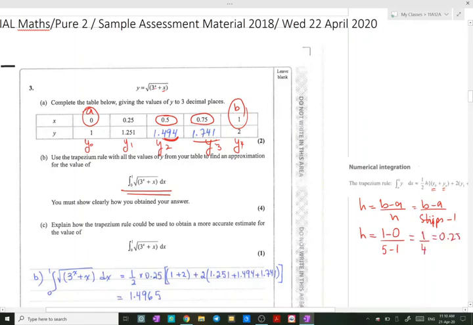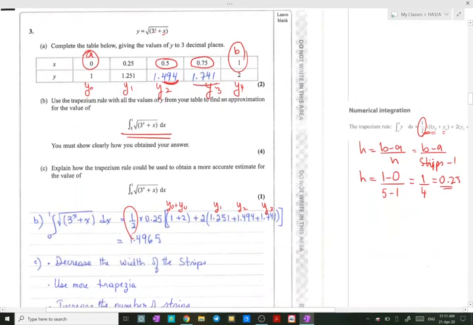0.25. So the first part of the formula, half, is found there, and h is 0.25. Then you have y0 plus yn, which is y4, plus 2 times y1, y2, and y3. Calculating all that, plugging it into your calculator, you're going to get 1.4965. Since they didn't say in what form they want the decimal places, you can keep it as it is.